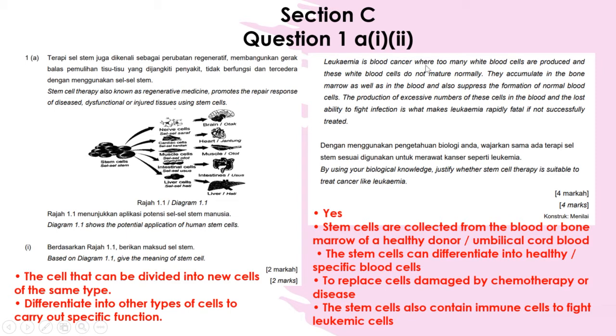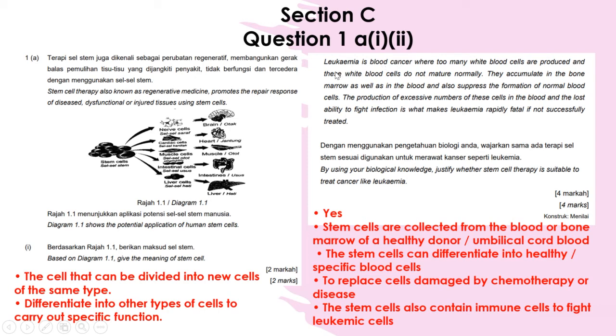Leukemia is a blood cancer where too many white blood cells are produced, and these white blood cells do not mature normally. So they accumulate in the bone marrow as well as in the blood, and also suppress the formation of normal blood cells. The excessive number of these cells in the blood and the loss of ability to fight infection is what makes leukemia rapidly fatal if not successfully treated.